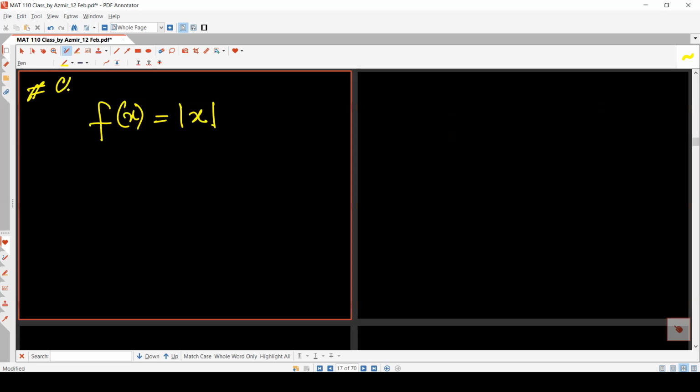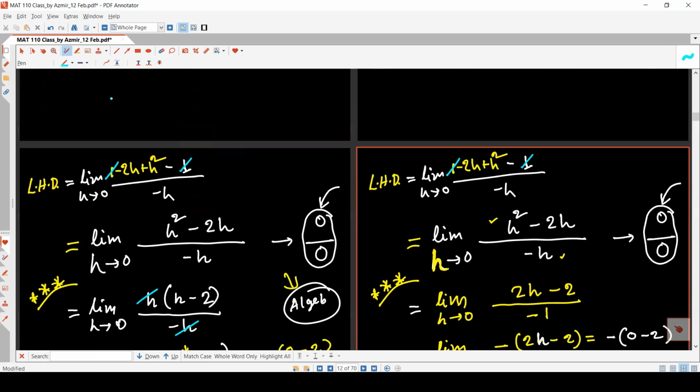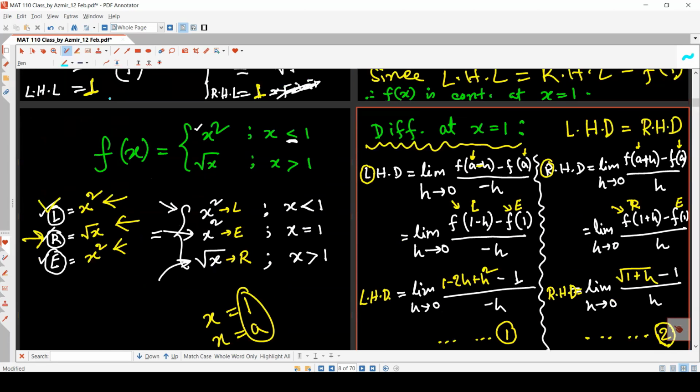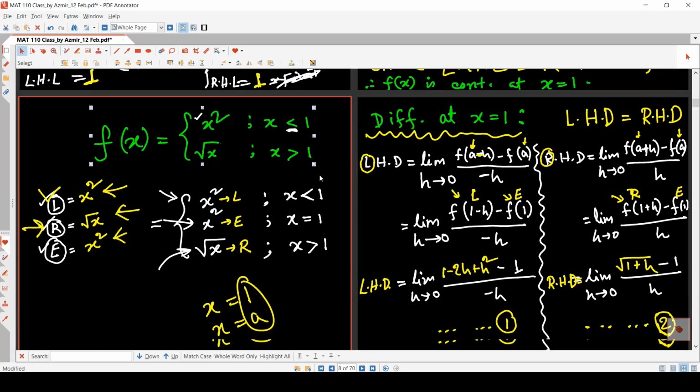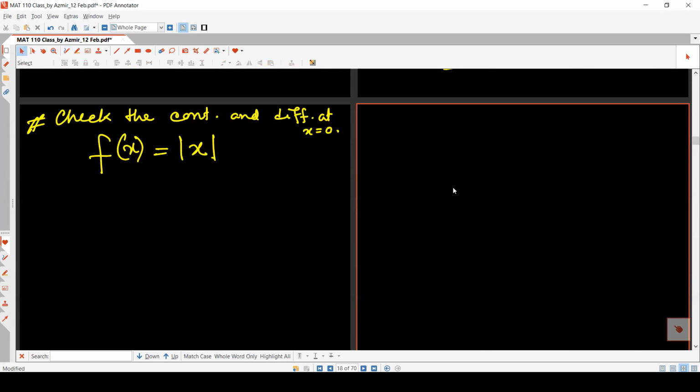We are going to check the continuity and differentiability at x equals 0. So we are going to check the continuity and differentiability for this function. Now, let us focus on the difference between the previous problem and the new problem. Have a look.